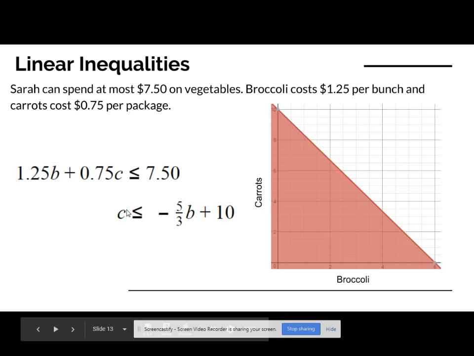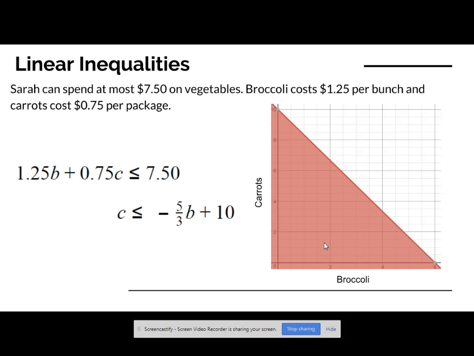Now, it says that it could be at most $7.50, so it's less than or equal to. So I have a solid line here for my graph line. 10 was my y-intercept. There's my y-intercept of 10. My slope was negative 5/3. So I went down 5 over 3, down 5 over 3. There was my slope. And I shaded below the line because C is less than the line. So I shaded below, which also makes sense.